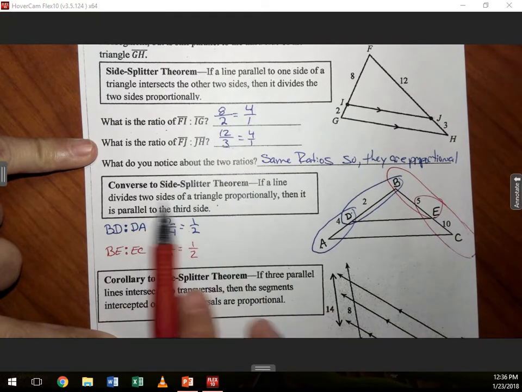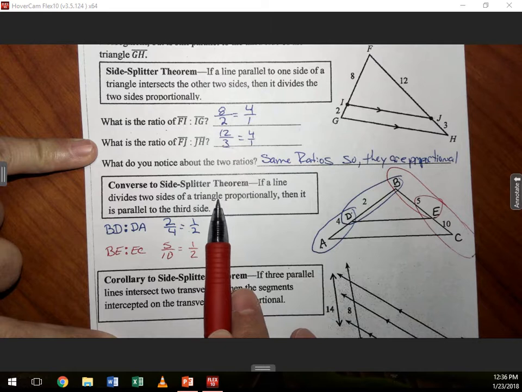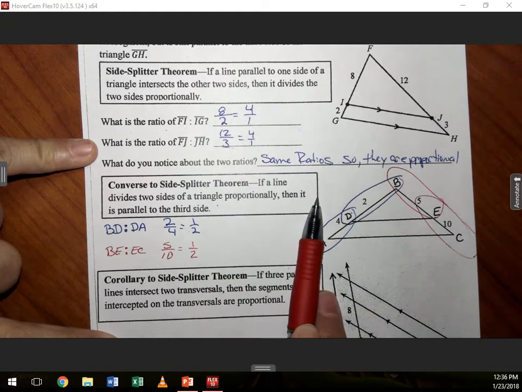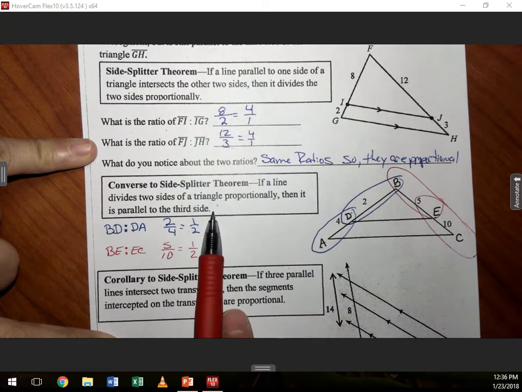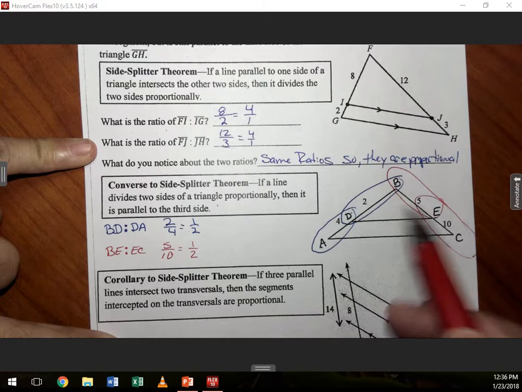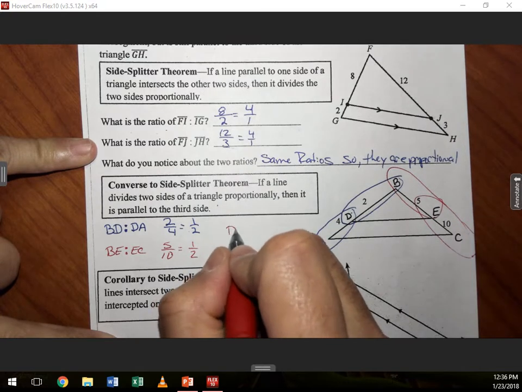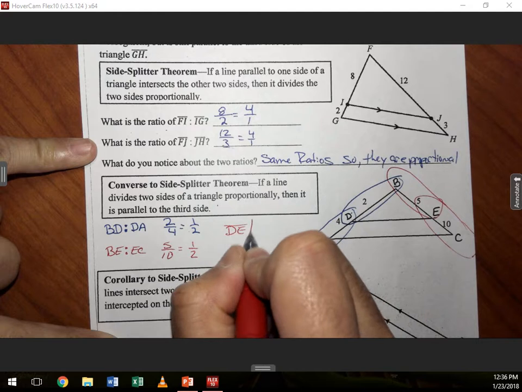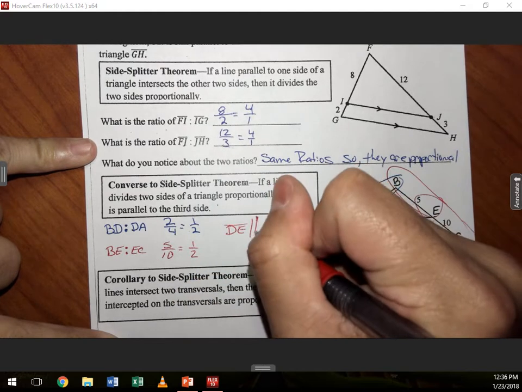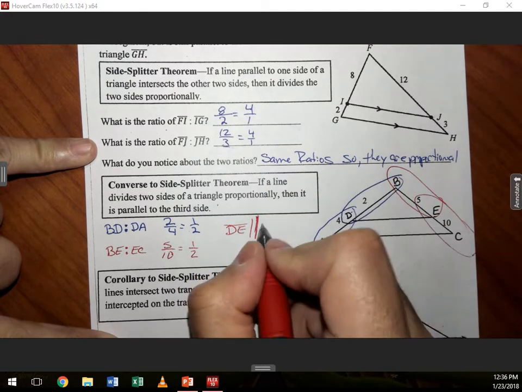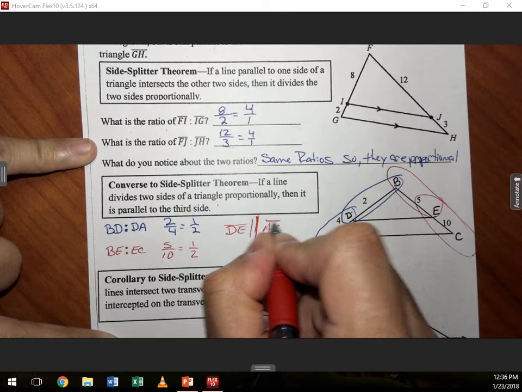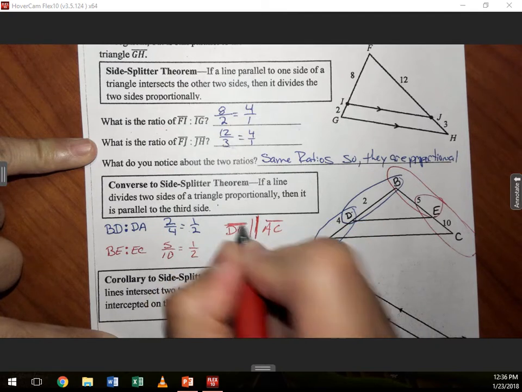So let's look at it. If the two sides of the triangle are proportional, then they are parallel. Which ones are going to be parallel now? DE. So we're going to say that DE is parallel to AC. Does that make sense?